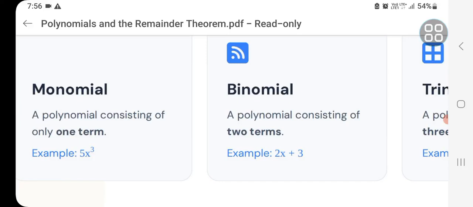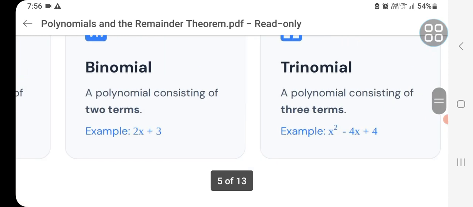Okay, see the next one, binomial. A binomial is a polynomial consisting of two terms. See the example, 2x plus 3. So here I have the addition sign, so it will be two terms, right? 2x is the first term and 3 will be the second term. Two terms are there, so it is known as binomial.